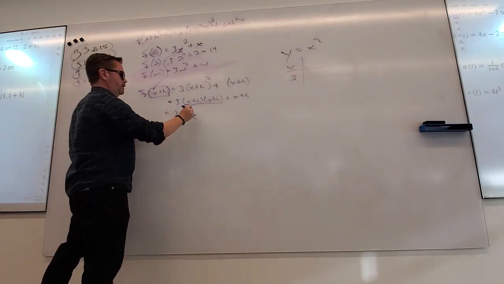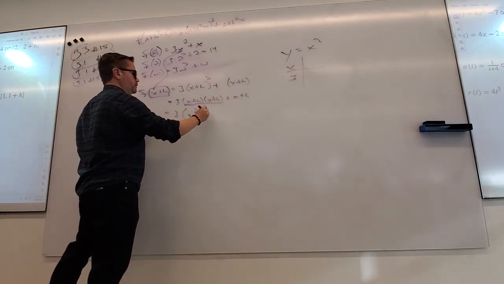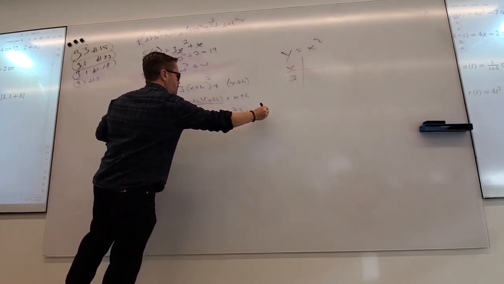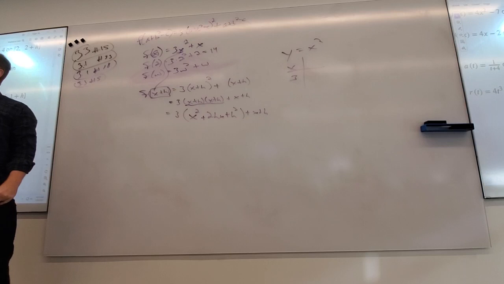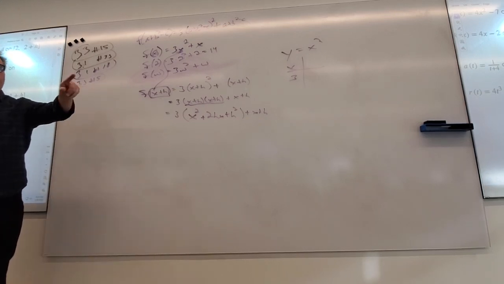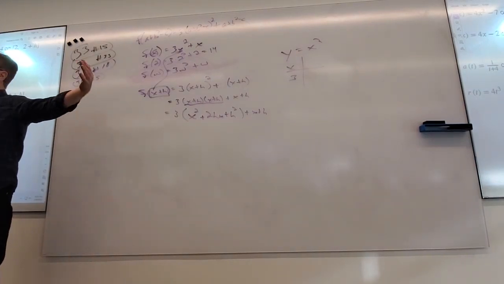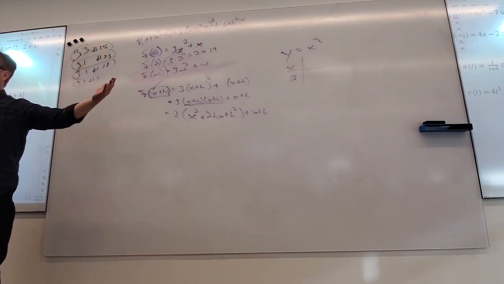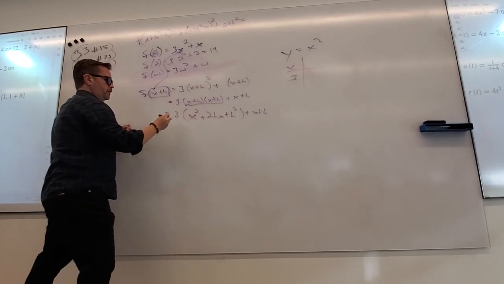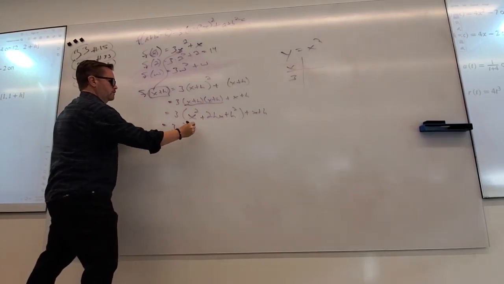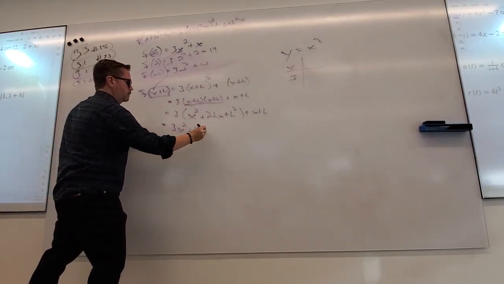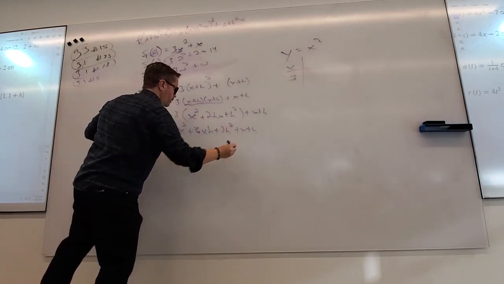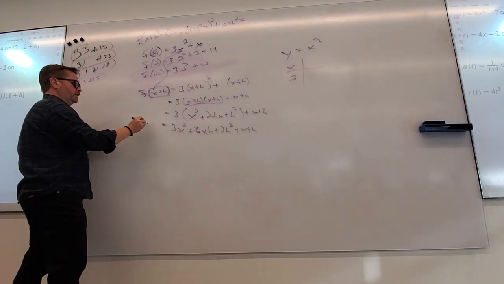Foil it. 3 times x squared plus hx plus hx, so plus 2hx, plus h squared, plus x plus h, right? Now, I feel like some of you feel like, there's so many parts. I don't care. That's what it is. It's just a big old long thing, just a bunch of writing. At the moment, I don't care that it's a bunch of stuff. And then I can distribute the 3. Is that cool? All right. So that is what f of x plus h is.